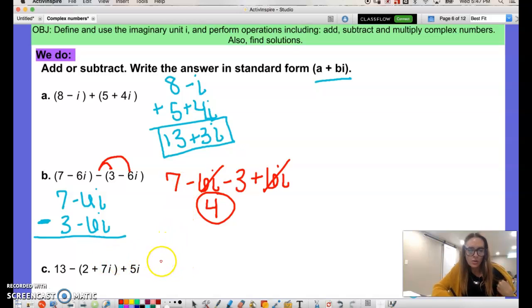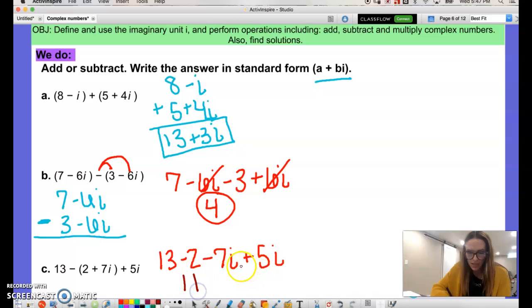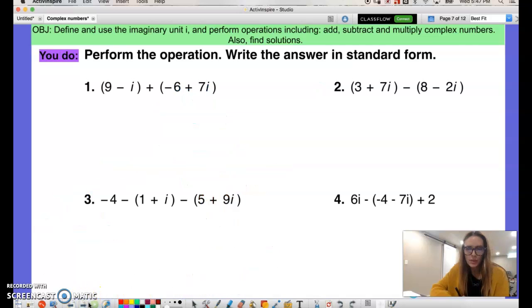For this one, I would just go ahead and distribute that negative. 13 minus 2 minus 7i. Now my parentheses and my negative is distributed, and the signs actually go with the number ahead of them. So 13 minus 2 is 11, and negative 7 plus 5 is negative 2i. Okay? Go ahead and pause me and do these questions, and then I will resume and show you the answers. And then the rest of this lesson will actually be on another video.